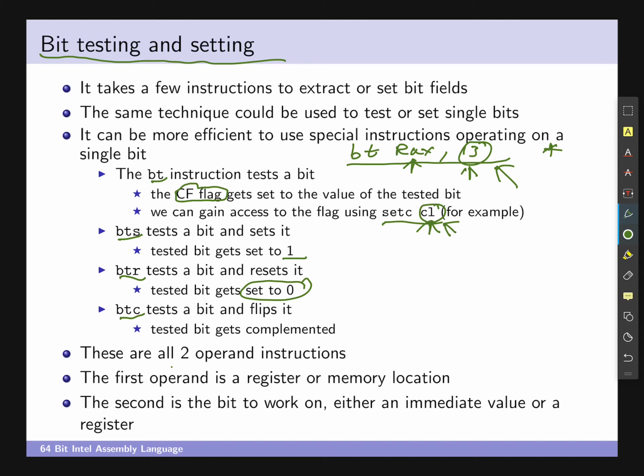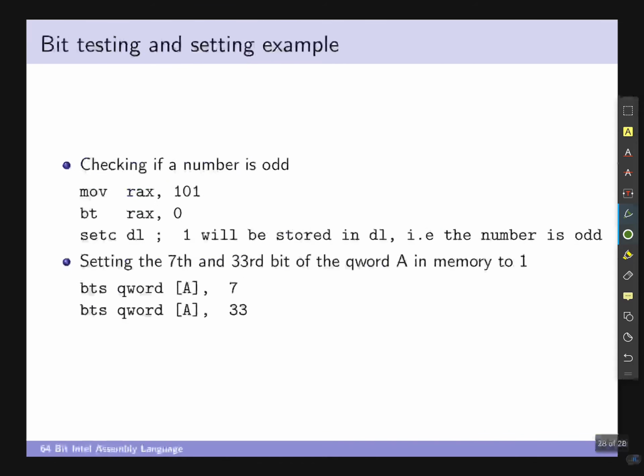Now, all of these instructions take 2 operands, and the first one is either a register or a memory location, and the second one is, generally speaking, an immediate value, or you can use an 8-bit register. For most examples for us, simply using an immediate value will be perfectly fine. So let's look at 2 quick examples of using this bit test functionality.